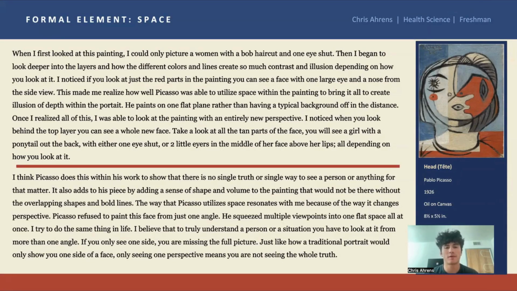Today I'm going to be talking about how Pablo Picasso uses space in his portrait Head to enhance the portrait and basically allow us to see all these different perspectives and views of it. So, first off, when I looked at it, I only saw one face. But then after realizing all this, I saw these two other faces in it, right here with the tan and right here with the red.